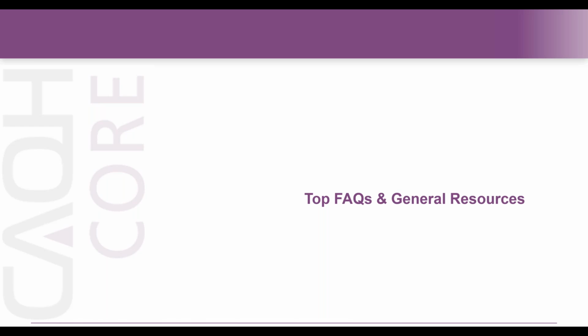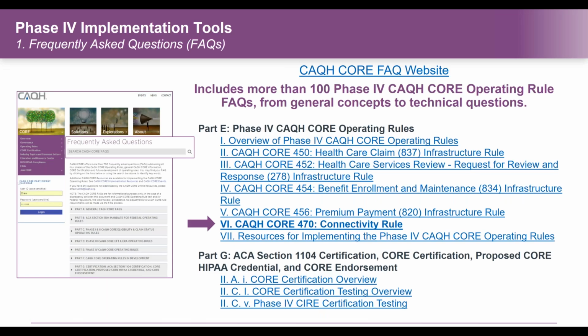All right, so I'd like to now highlight some of the top FAQs and some of the general resources and implementation tools that we've provided to organizations to help you not only with implementation of the operating rules, but also to guide you through the certification process. On the next slide, you can see that we have a host of FAQs. We have several hundred. These are questions that we receive from organizations that have gone through the implementation and certification process and have submitted questions via email or the phone and through the testing vendor.